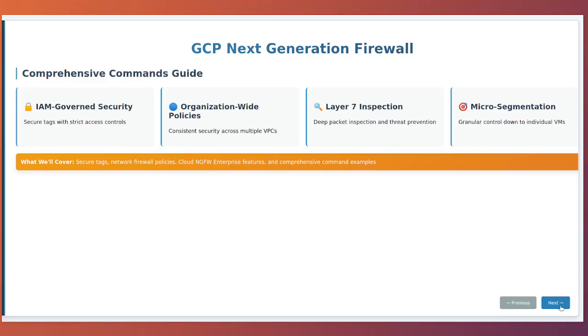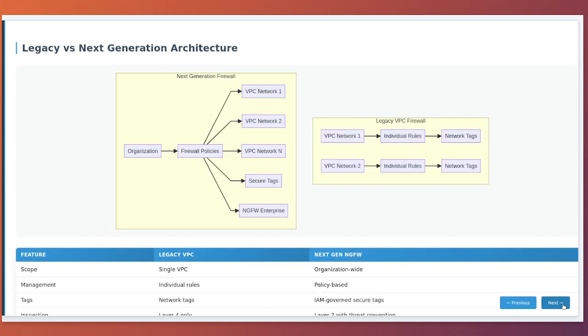Instead of managing individual firewall rules per VPC, we now have enterprise-grade security policies that can be applied consistently across an entire organization's cloud infrastructure. Architectural revolution. Let me walk you through this architecture diagram that shows the fundamental difference between legacy and next-generation approaches.